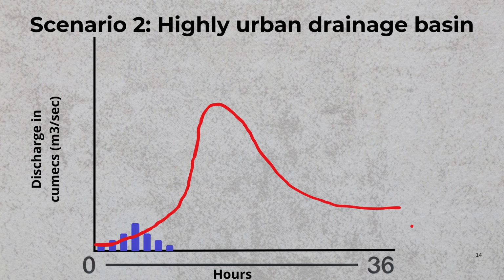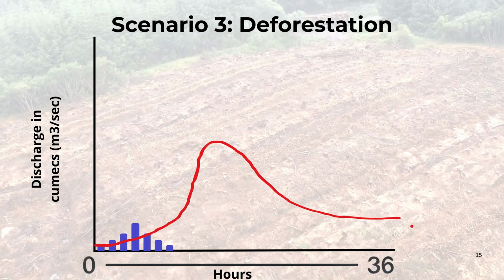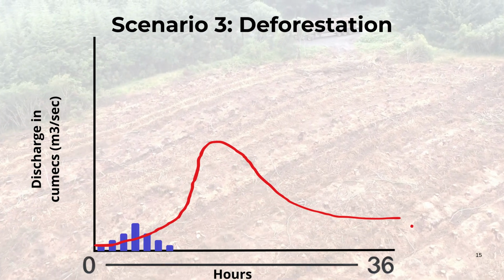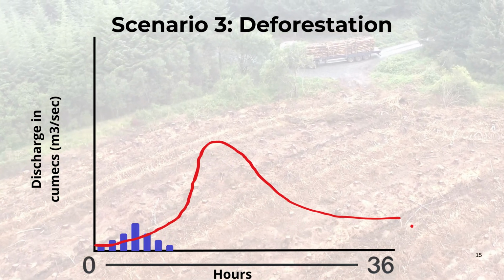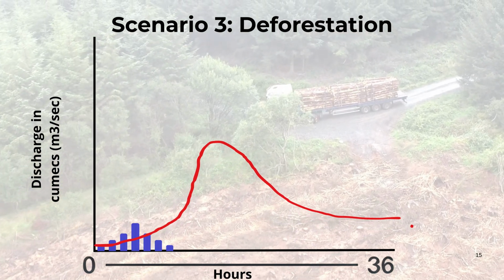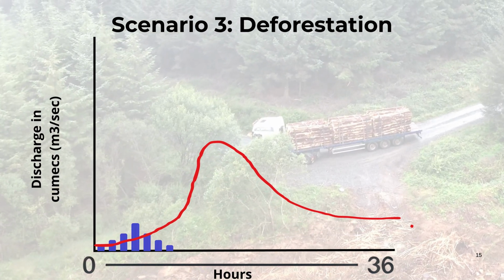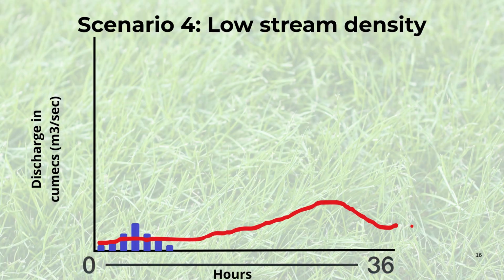Scenario 3 then, very similar, lots of deforestation, so we've got lots more surface runoff. So again, a short lag time and a higher discharge line because there was a lack of interception to really hang on to that rainfall and prevent it from reaching the river quickly. So this is something we might associate with areas which are experiencing high levels of deforestation.